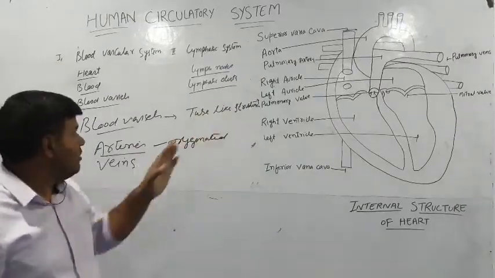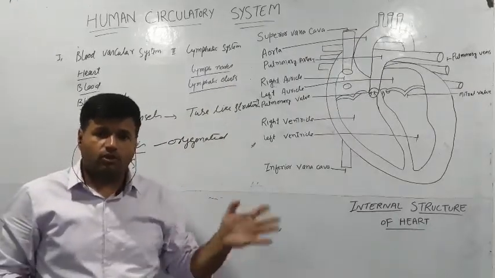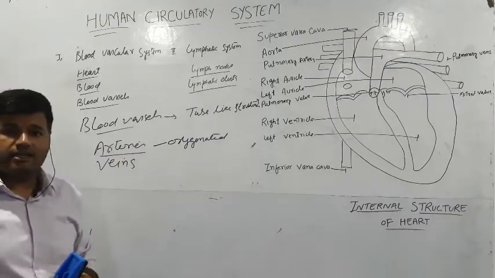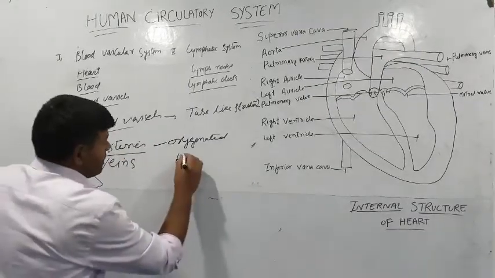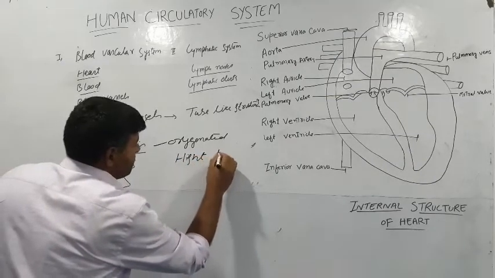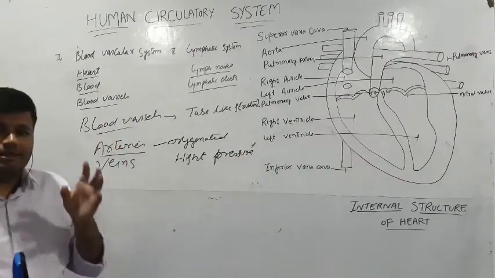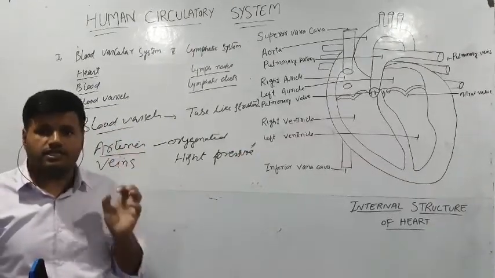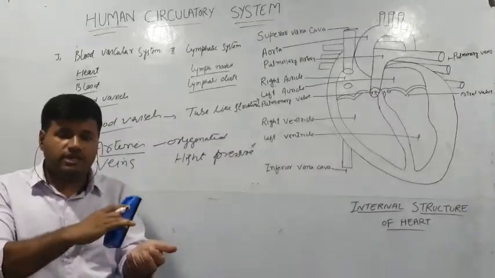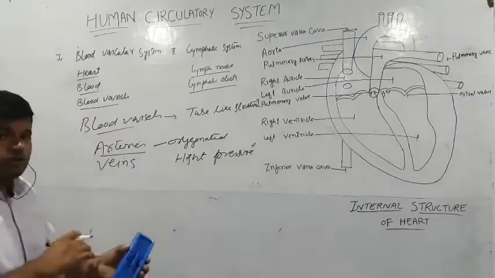Later, this aorta or these arteries get subdivided into capillaries throughout our body. The pressure of the blood in these arteries is high. Because of this high pressure, our arteries have thick walls and they are also elastic. These arteries are present deep in our body. They are not present on the surface.